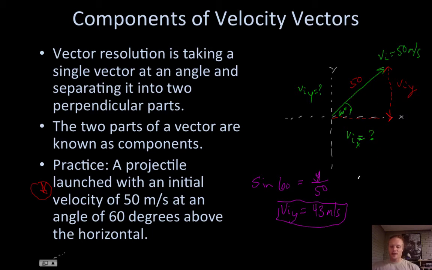Let's do the x one. That would be cosine 60, which is equal to the adjacent, which I don't know what that is, I'm going to call it x, over the hypotenuse, which is 50. So cross multiply, cosine 60 times 50 would equal a v sub I x of 25 meters per second. Okay, we broke it into components. This is the entryway into talking about projectile motion, because once you know the x component and the y component, you can start using formulas to figure things out, which becomes very exciting.